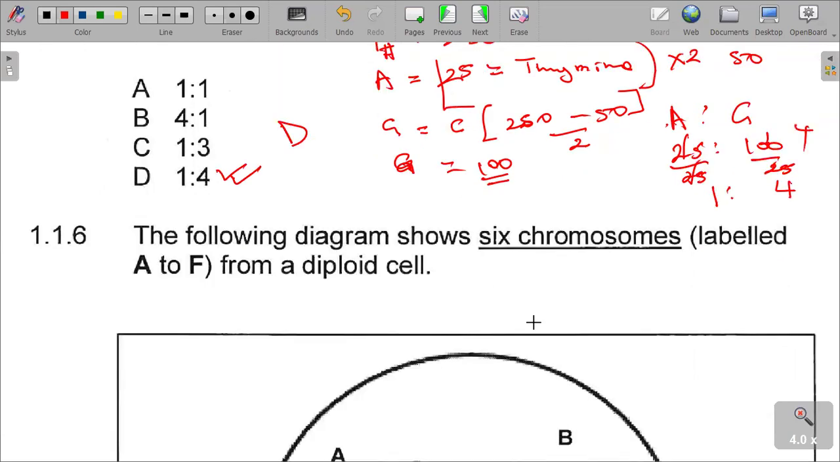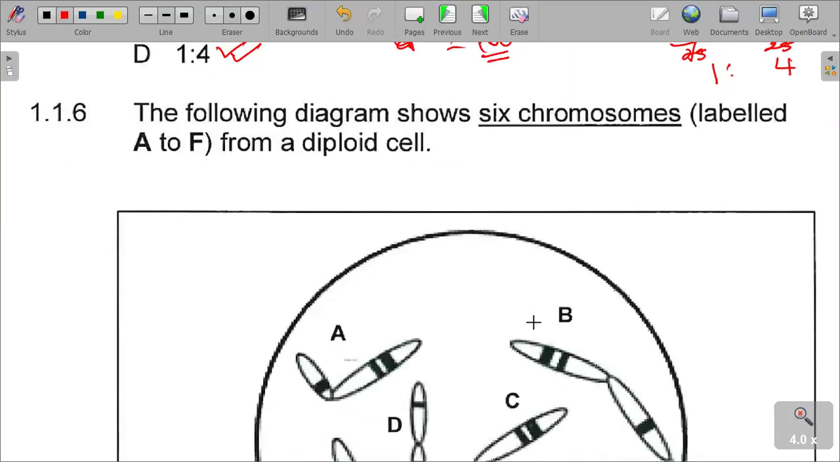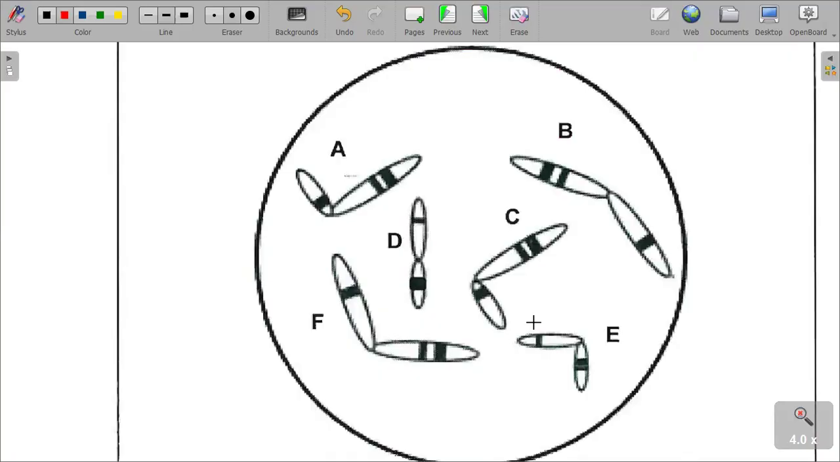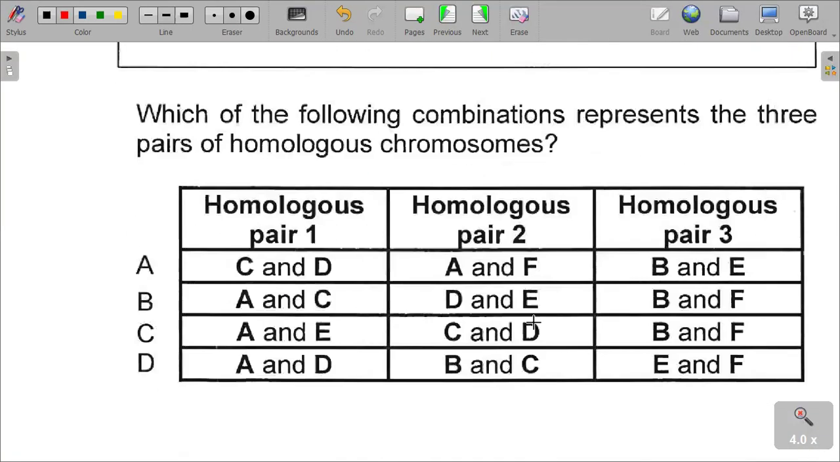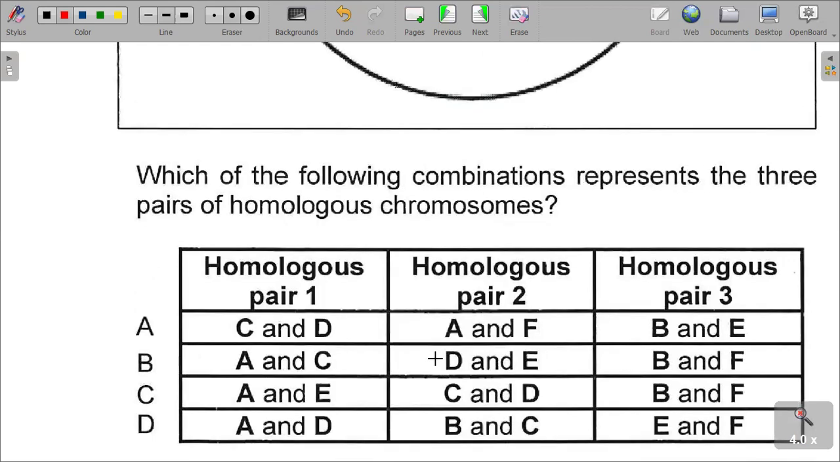The following diagram shows 6 chromosomes labeled A to F from a diploid cell. Which of the following combinations represents the 3 pairs of homologous chromosomes? Number 6, we have CD, we have AF, we have B and F, B and E, A and C, B and D and E.